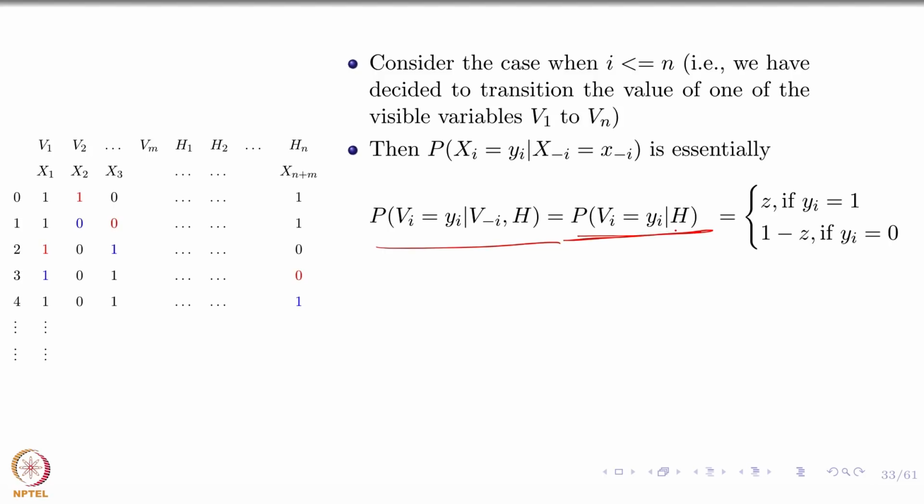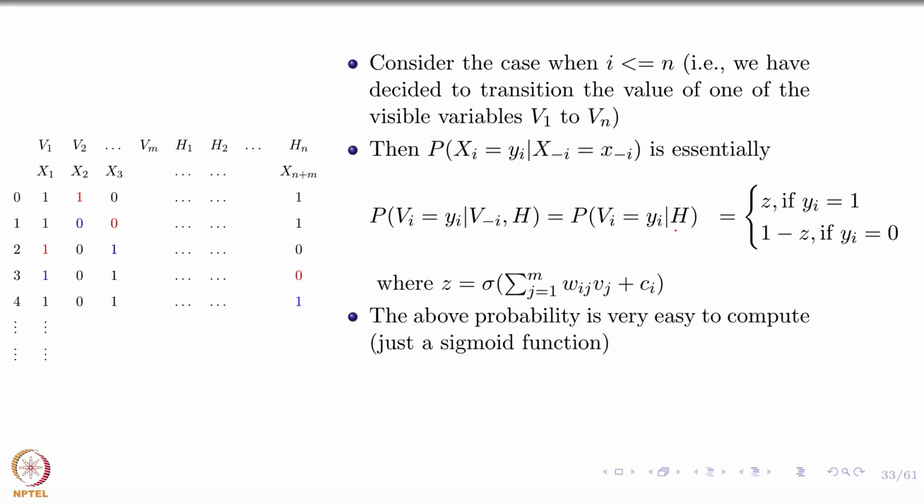Why are RBMs neural networks? What is this quantity? Sigmoid of summation wij vj plus ci. If you don't remember, you remember that there was a neat closed form solution to this. Is it hard to compute this? No, right? It's just a simple vector multiplication, a sum of wij vj plus ci.